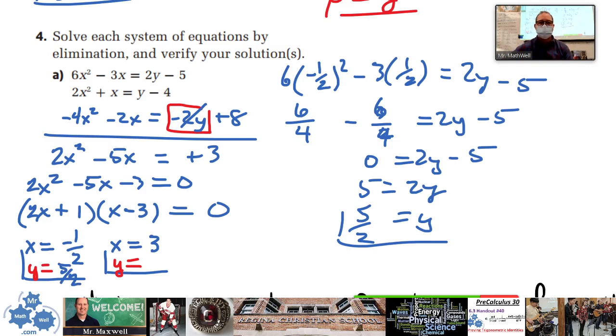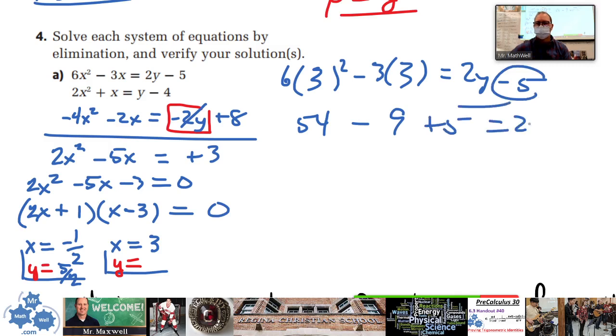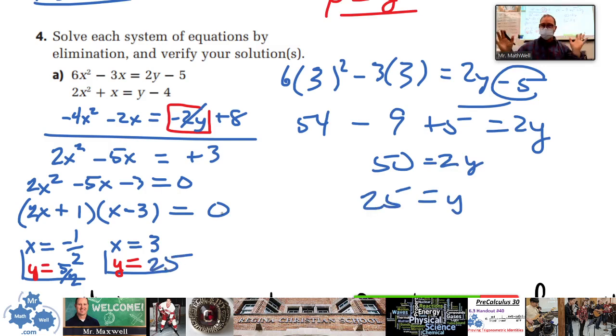And then let's check out x equals 3 here now in the same equation. x equals 3 and solve for y. So what's this? 6 times 9, that's 54, minus 9. And I'm going to bring this over. Plus 5 equals 2y. So that's 45 plus 5 is 50 equals 2y. y is 25.